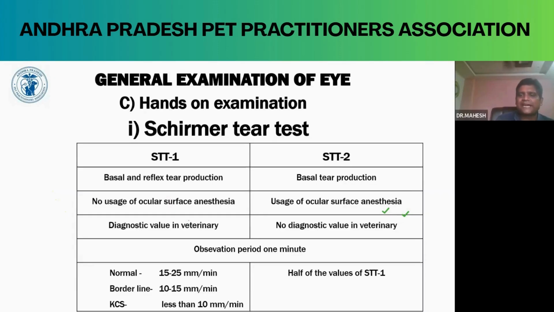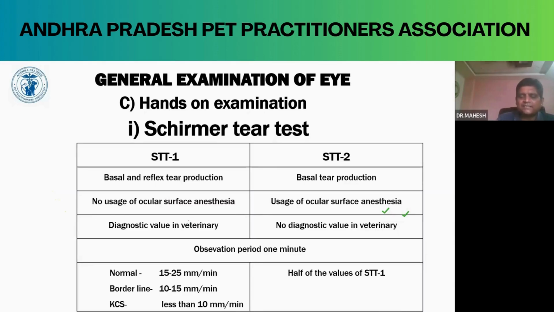Whereas in the case of STT2, it will only measure the basal tear production. Other differences: in STT1 we directly place the STT strip without any ocular surface anesthesia, whereas in STT2 we use ocular surface anesthesia. Generally, for the ocular surface anesthesia we can use 1% proparacaine. And STT1 is the one with diagnostic value.